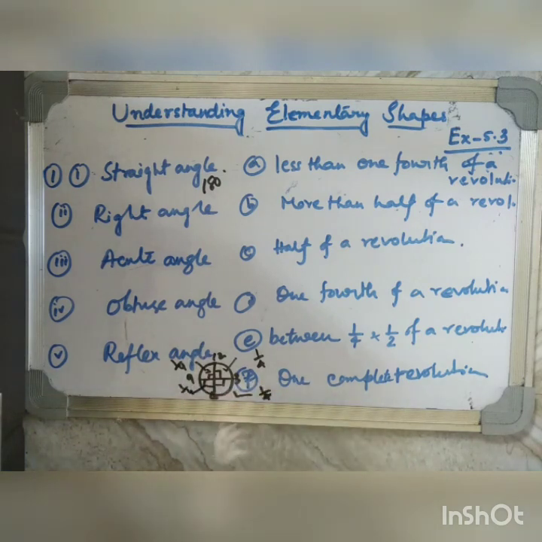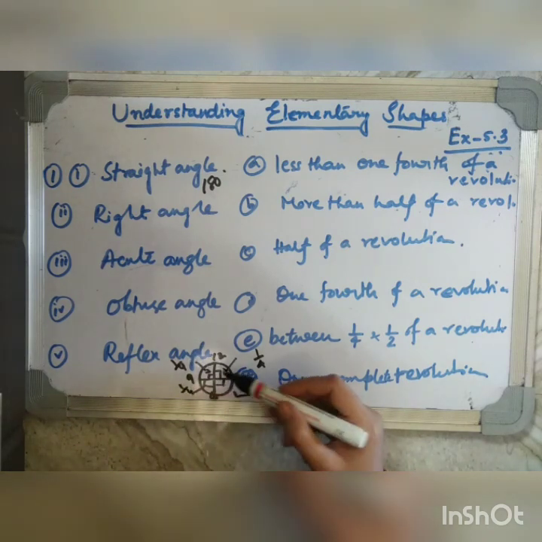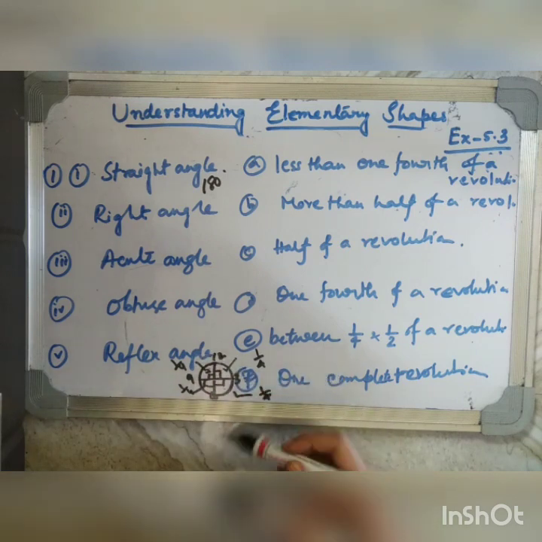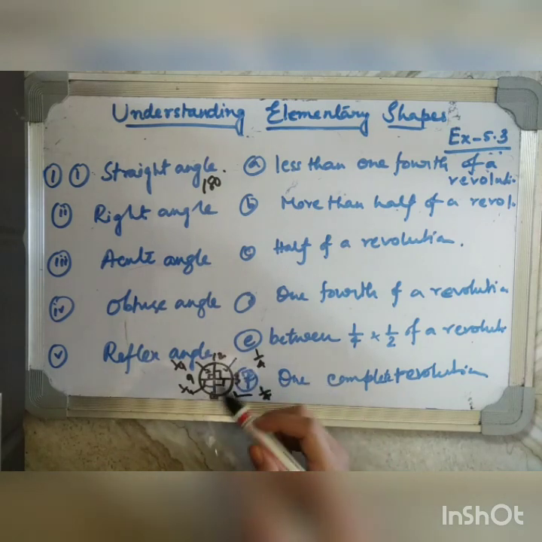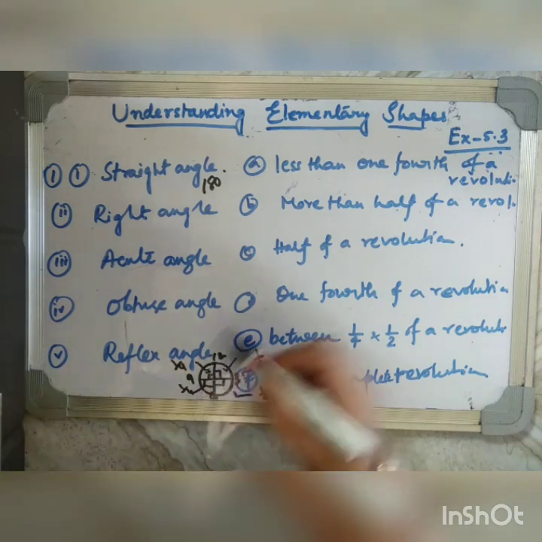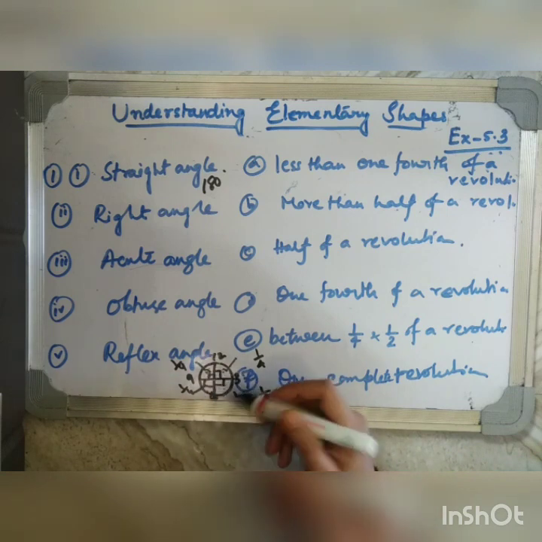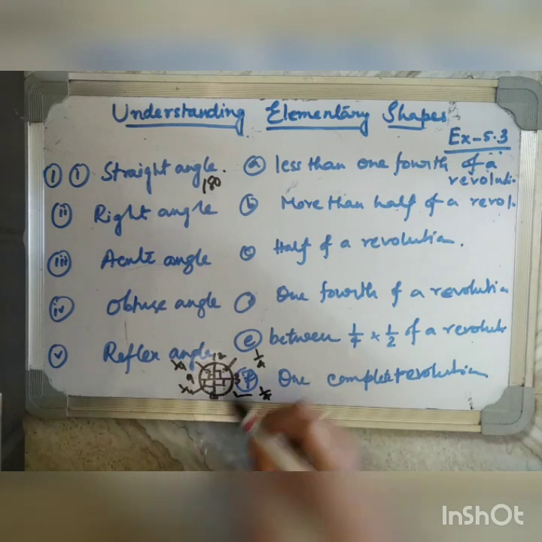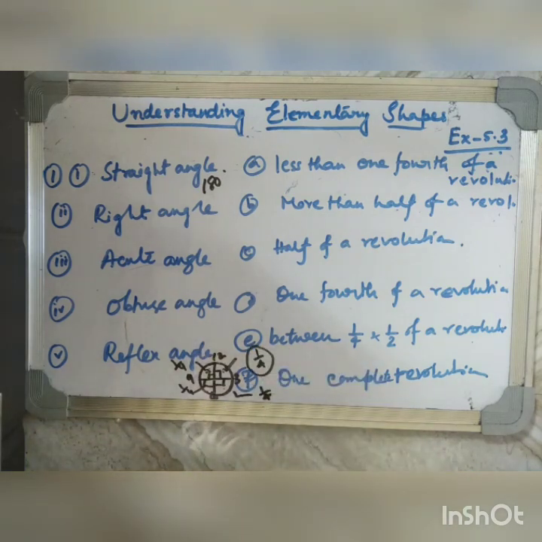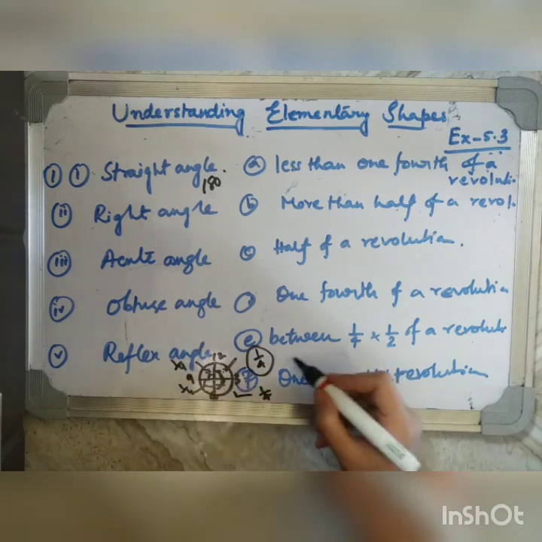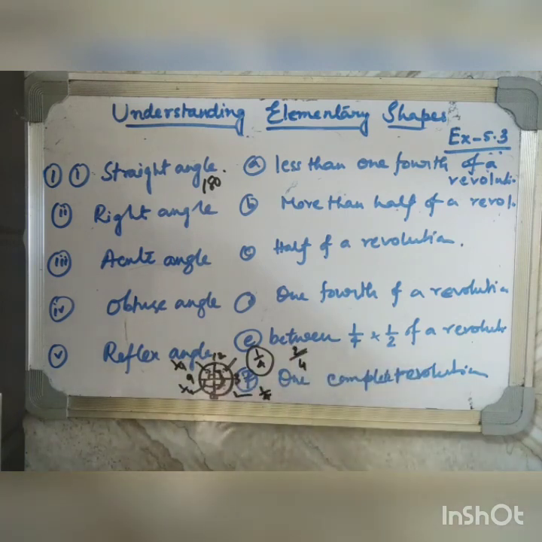So if we break it into 4 parts and each of them becomes 90 degree, then each part will be 1/4 of the complete revolution, because completely it has 4 parts: 1, 2, 3, 4. If we consider any one of them, that one will be 1/4 of the complete revolution. Now if we consider 2 of them, then it will be 2 divided by 4, which means half of the full revolution.